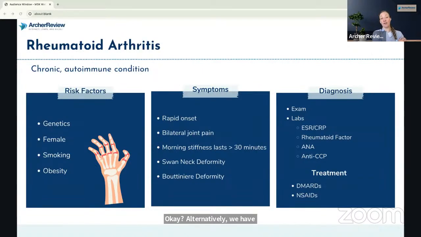Alternatively, we have rheumatoid arthritis. Rheumatoid arthritis is an autoimmune disease. Okay. So this is a little bit different in the fact that our immune system is attacking our joints, our synovial fluid, and causing an inflammatory response and a degeneration in those joints. And it can be severe. We need to think about this.